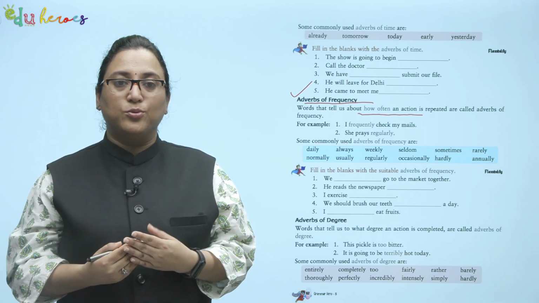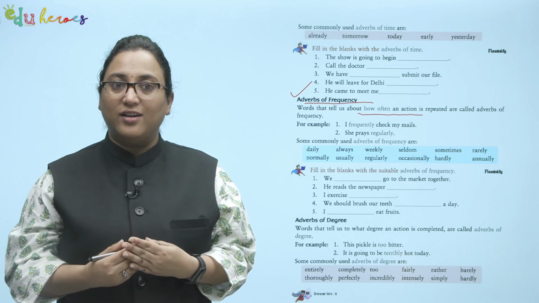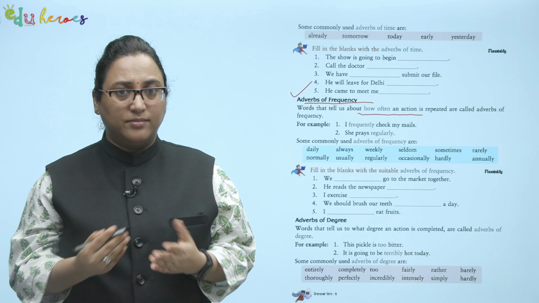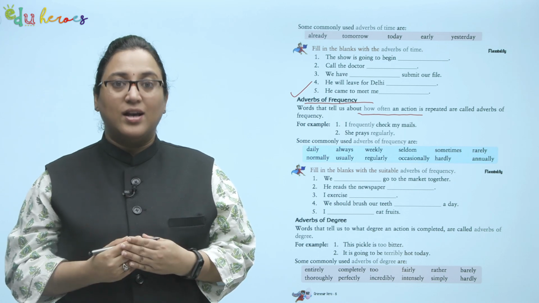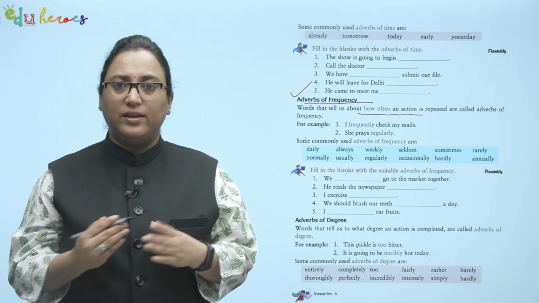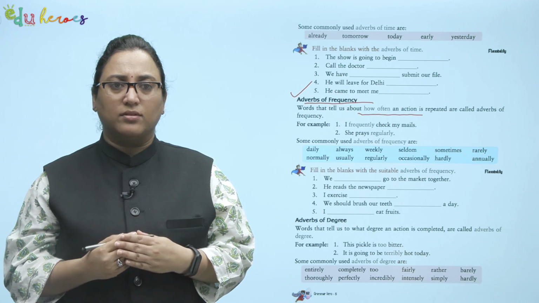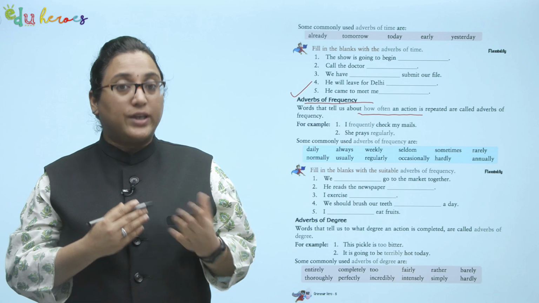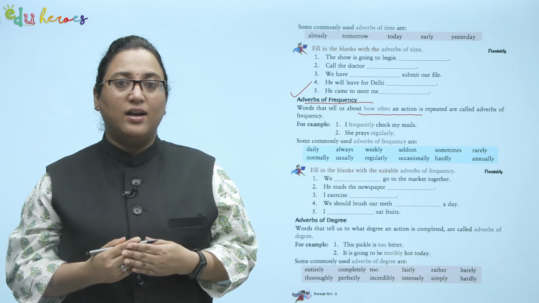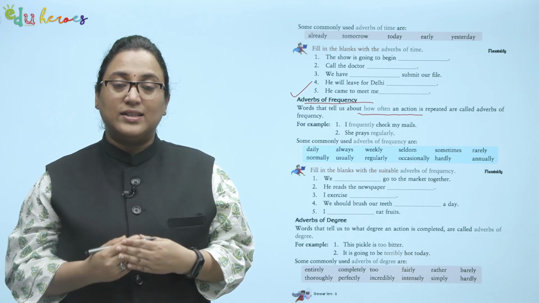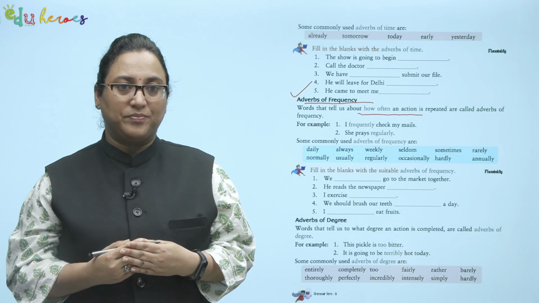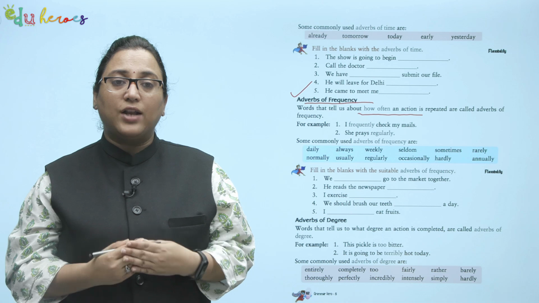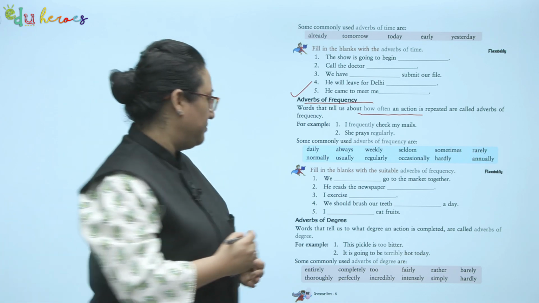Some commonly used adverbs of frequency are daily, always, weekly, seldom. Seldom means never. Sometimes, rarely means not common. Normally, usually, regularly, occasionally, hardly and annually. These are the examples. Next we move on to another type called adverbs of degree.